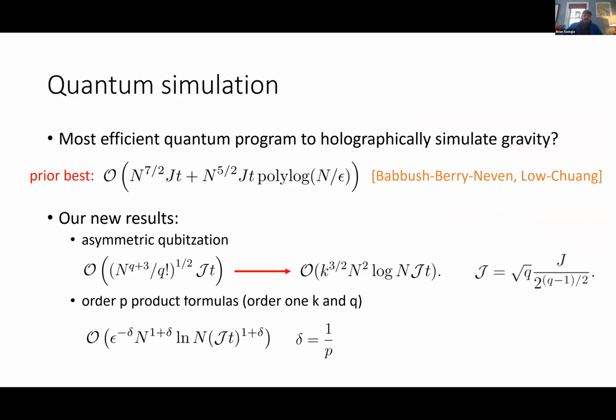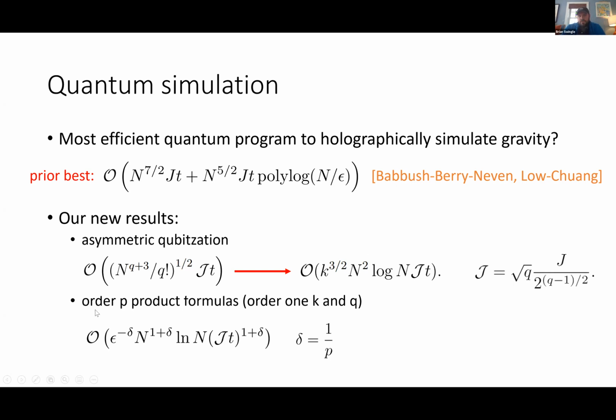I'll also mention, this was another one of our starting motivations, which I already discussed with you previously. We were interested in how efficiently you can simulate gravity holographically using a quantum computer. Previously it was classical simulation. Now we can also talk about quantum simulation. The prior best I already discussed with you was for this Q equals 4 model. And now our new results are that you can do this much more efficiently, especially at large Q. We did what's called a qubitization approach, which reduces the complexity for the SYK Q model from n to the q plus 3 over 2 to just n squared, independent of q.